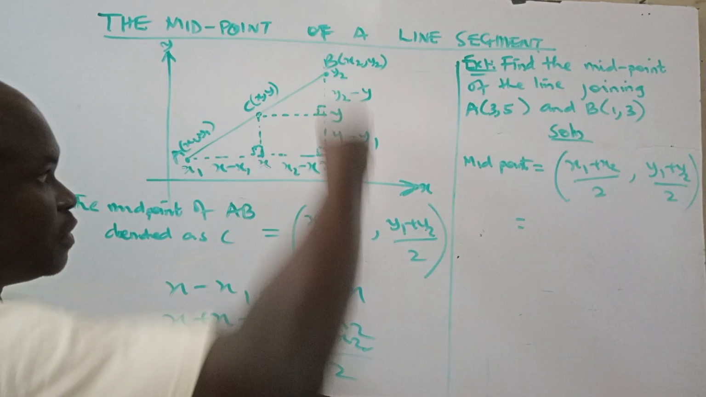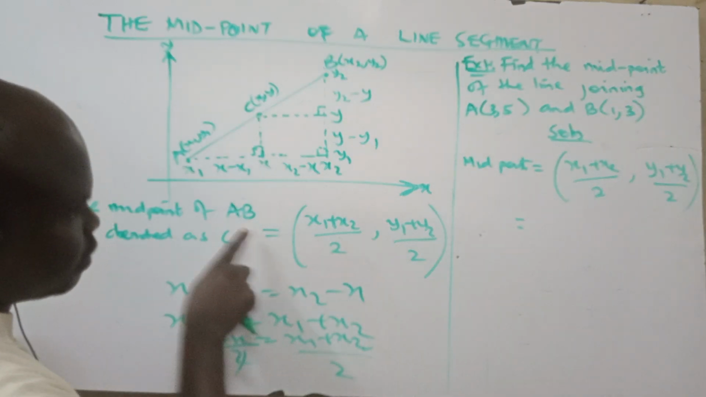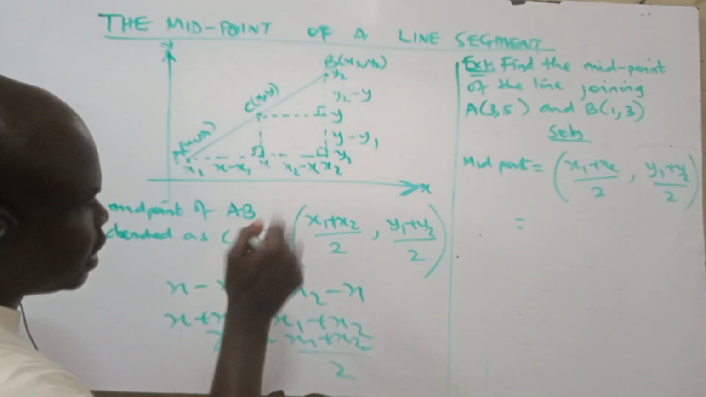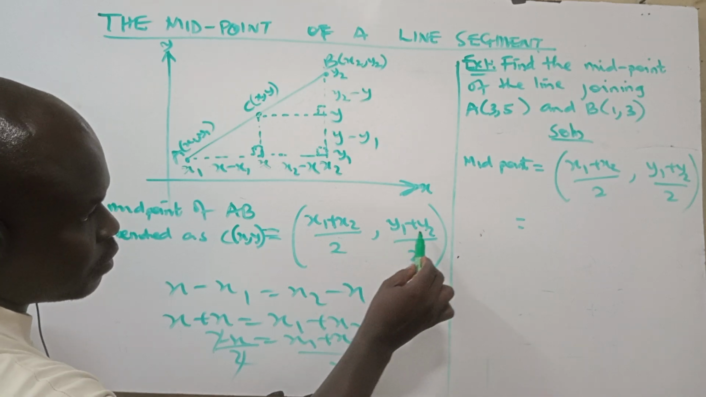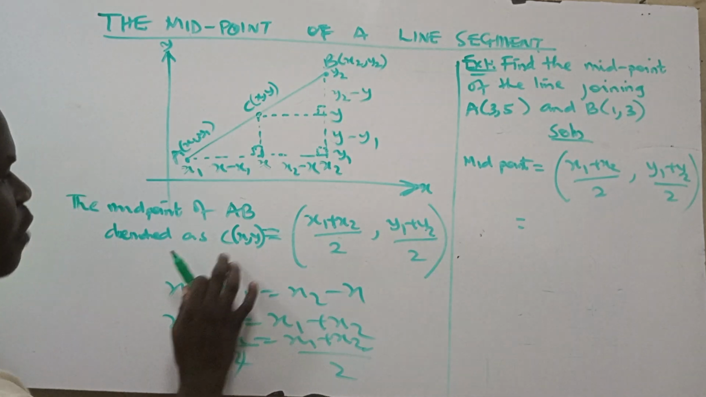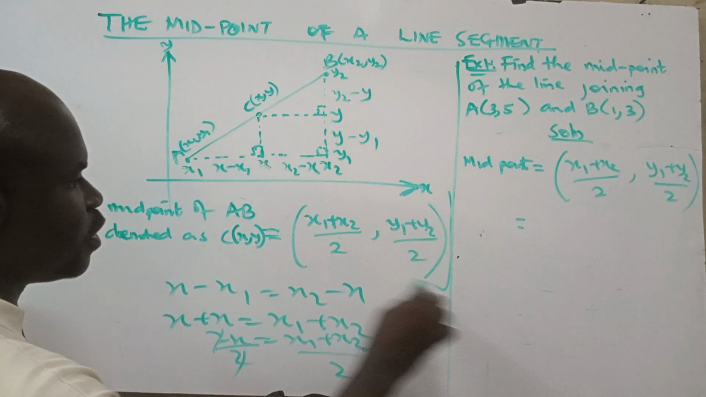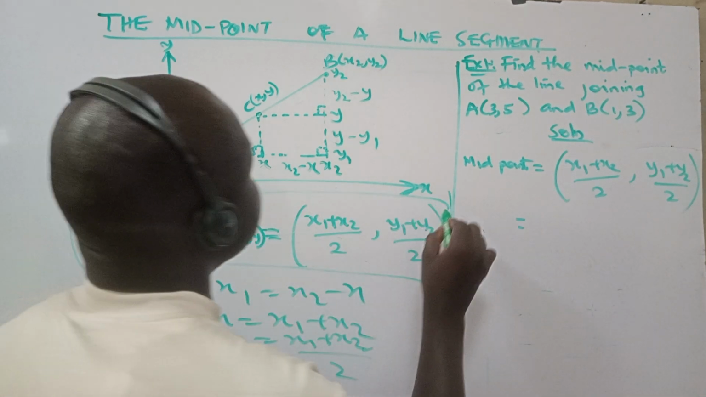We do the same thing along the vertical. So we are going to get Y, the value of Y. The midpoint is X comma Y. The value of Y will now be Y1 plus Y2 divided by 2. So this is the formula to find the midpoint of a line segment.